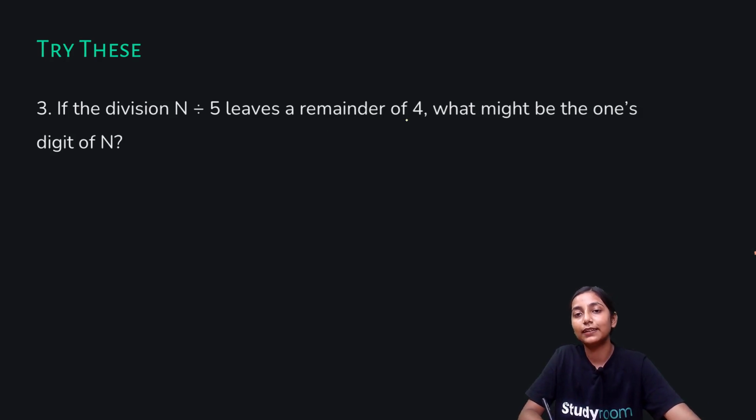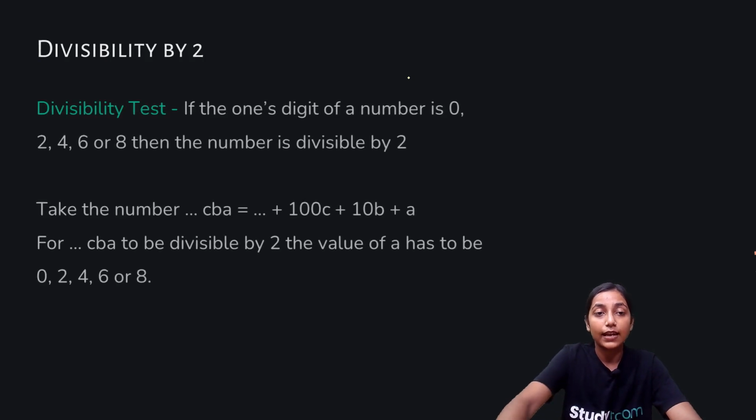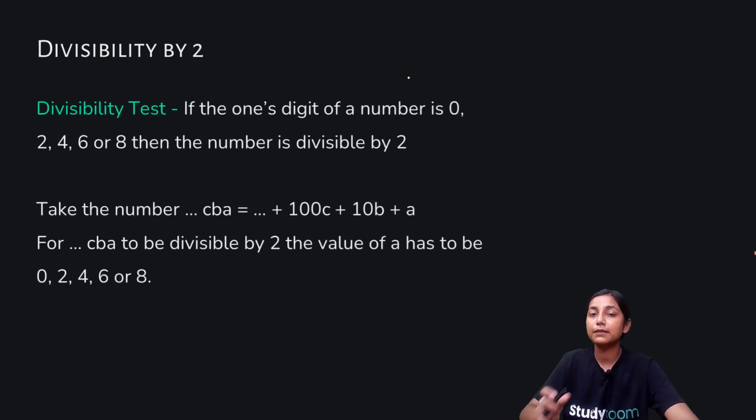Now you have the remainder as 4. You can do it yourself just like the previous two examples. Now we have the divisibility test for divisibility of a number by the digit 2. So how and when is a number said to be divisible by 2?